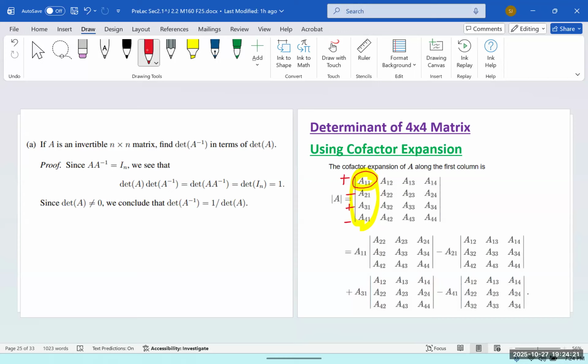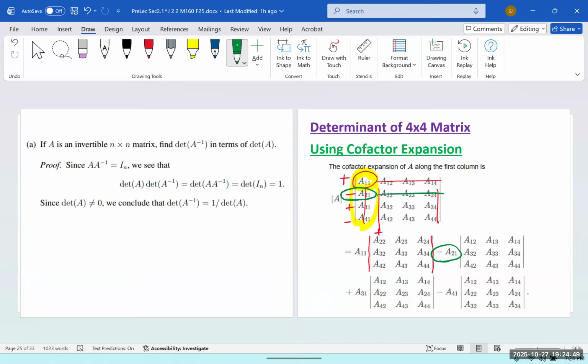If you take the first element, that means you're not using its row or column. So you're left with the 3 by 3. So you take the determinant of the 3 by 3. And now the 3 by 3 is top left, the negative? No, positive. Again, every new matrix starts with positive. And then you go to the next element. The next element is negative. So negative of that number.